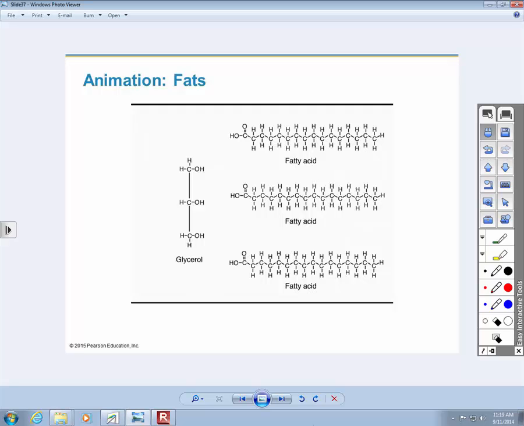That was saturated. So in this case, saturated means you have as many hydrogens on these carbons as is possible. So carbon to carbon to carbon to carbon. So anyway, they're totally 100% saturated at this point.